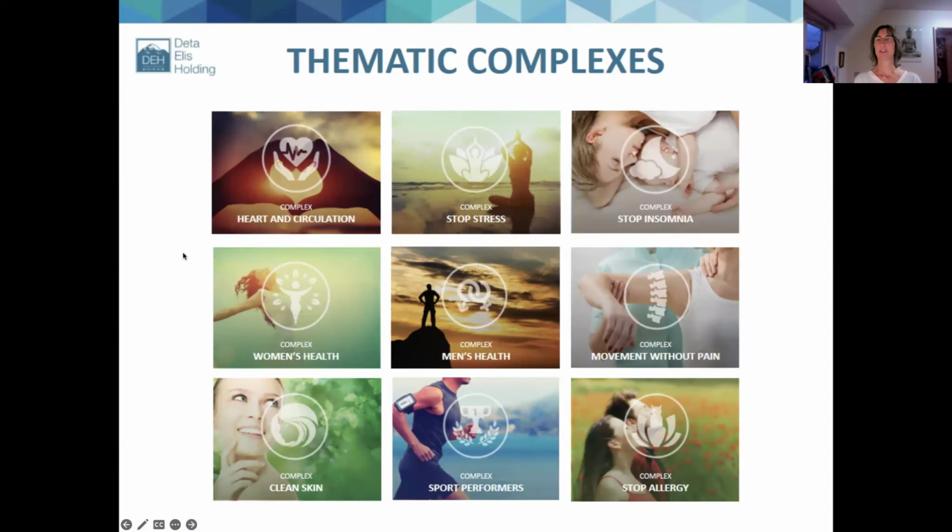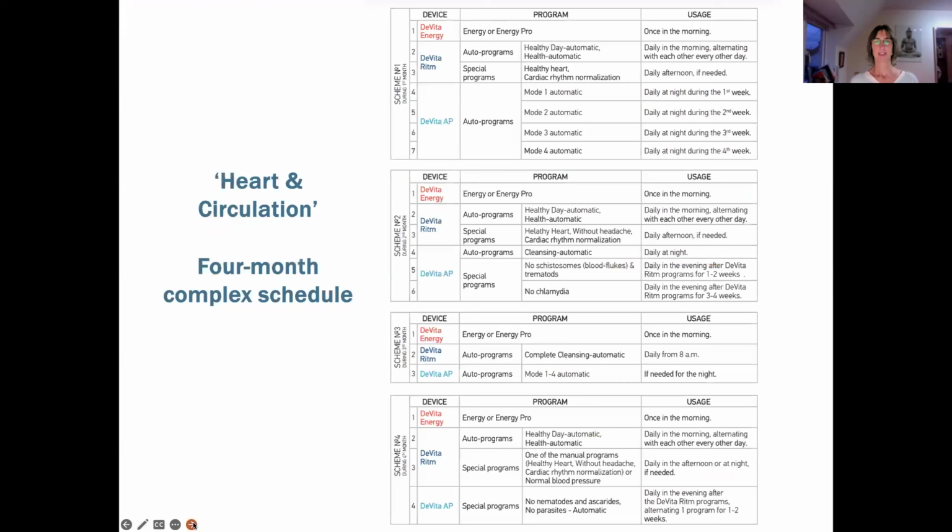Now, there are many themed complexes. So again, all of these are 4 months. They will all tell you exactly what to do. So once you've done the initial detox, if you had an issue that fell into the category of heart and circulation, or stress, or sleep issues, or joint issues, or women's or men's reproductive health, skin and hair issues, muscle tendon issues, allergy issues, you could work with one of the themed complexes that are, again, here's an example, themed to improve these systems within your body.